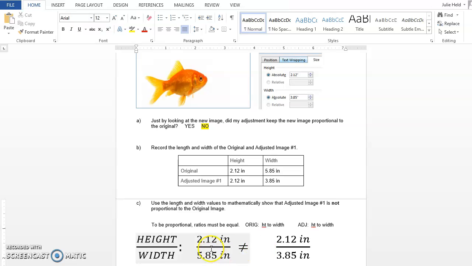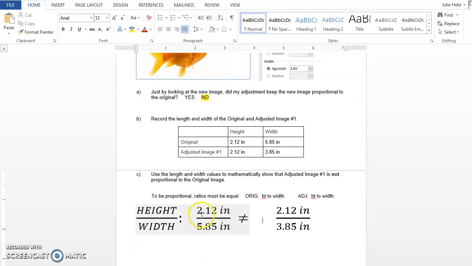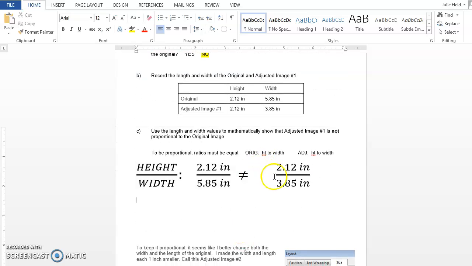So how can I tell? Because even if I did the division, 2.12 divided by 5.85 is not the same ratio as 2.12 to 3.85. We're comparing the same height to different widths. Okay? So when the ratios are equal, we could say that the fish pictures were in proportion.